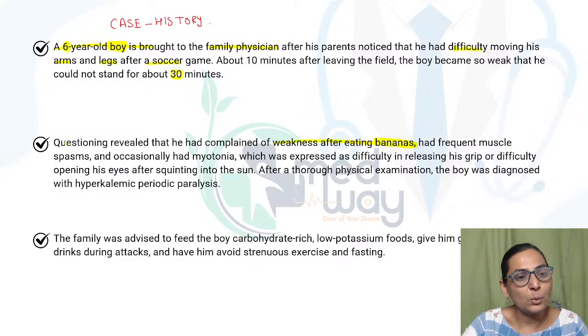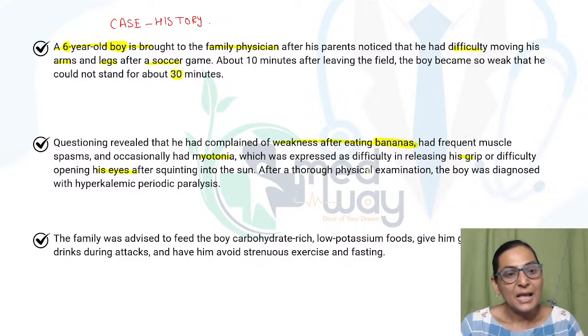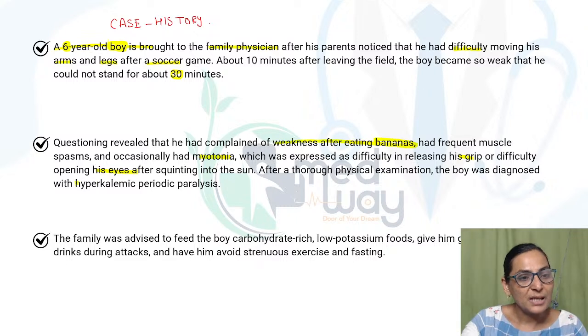He has got frequent muscle spasms like myotonia. There is sometimes a difficulty in releasing the grip, or sometimes a difficulty in opening the eyes if they are squinting in the sun. And the boy was diagnosed with hyperkalemic periodic paralysis.